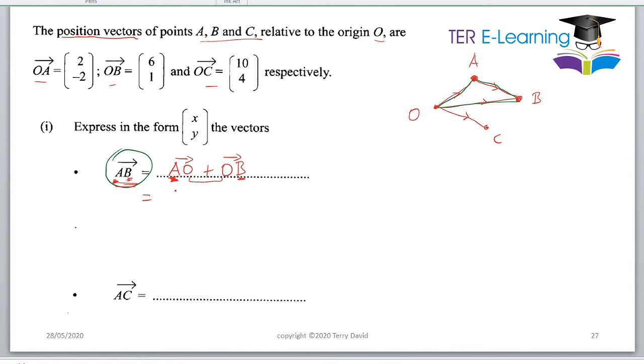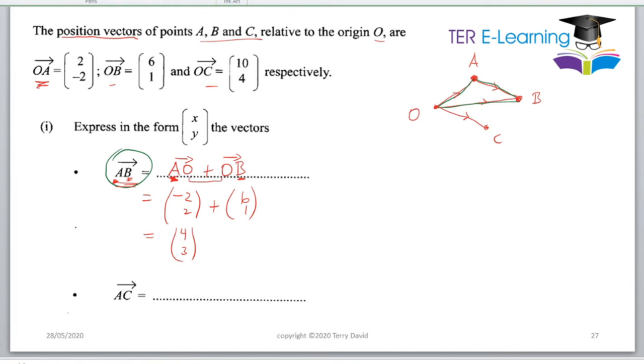So now I'm going to write down AO. There's a reason why previously I told you about going in the opposite direction. You know what OA is. OA is 2, minus 2. So therefore AO will be minus 2, 2, plus OB, which is 6, 1. So this answer is going to be minus 2 plus 6 gives me 4, and then 2 plus 1 gives me 3. So this is the vector AB.